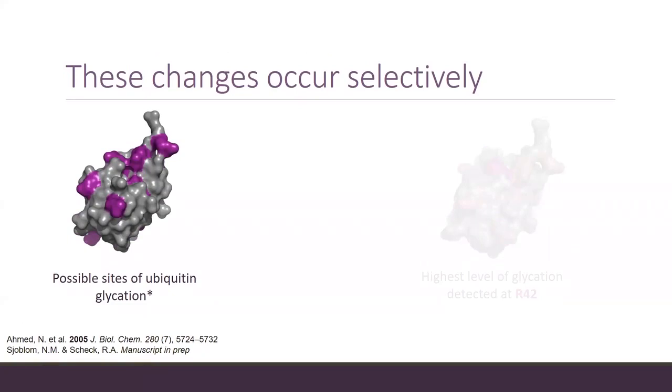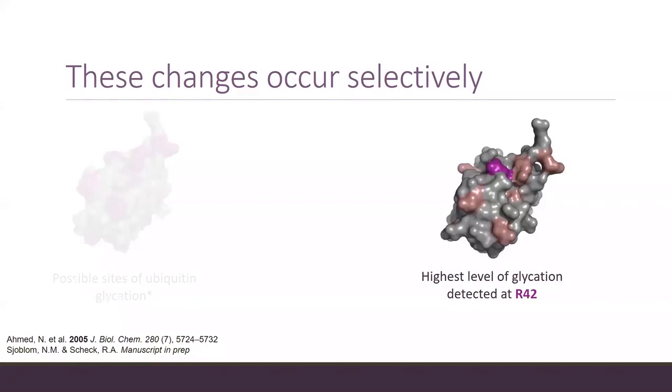So take this protein again, ubiquitin. These highlighted areas reflect sites that are able to be glycated via this reaction, or able to undergo this chemistry. However, this certain purple one that is reflected there, that certain part of the protein, R42, is able to demonstrate a higher level of glycation than other areas on the protein that are highlighted.